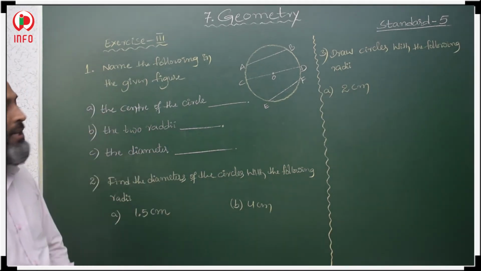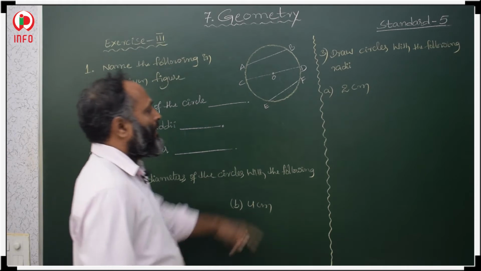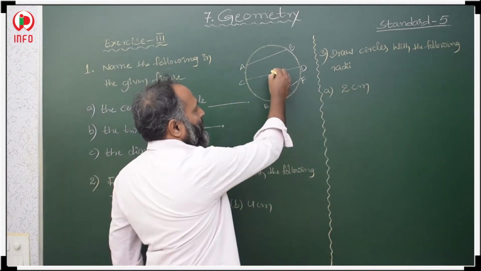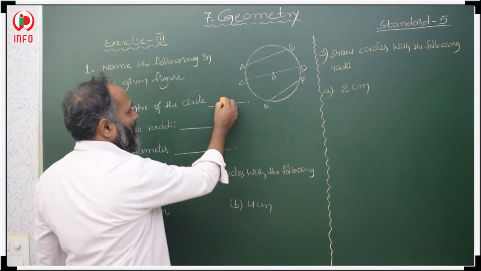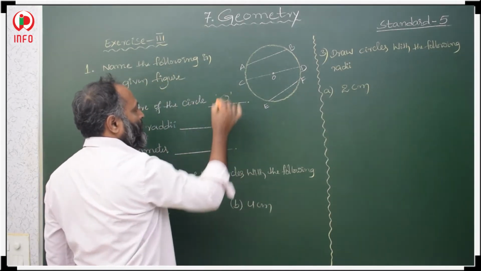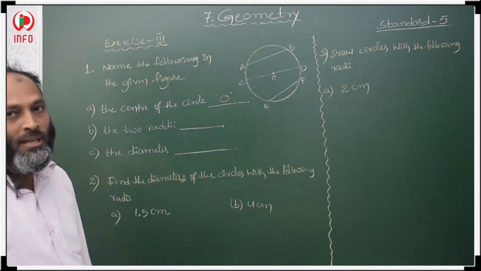The center of the circle. So, what is the center of this circle? The center of this circle is O. O is the center, so we have to write here O. O is the center of the circle.